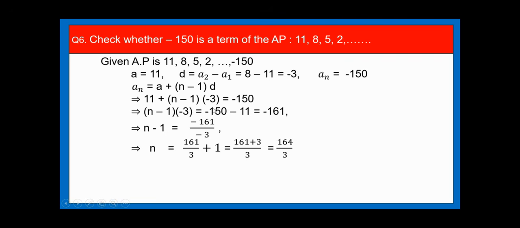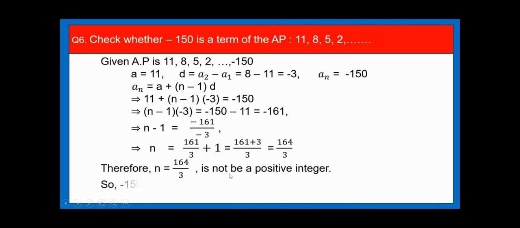n is the number of the term. The number of the term is always either the first term, second term, third term, fourth term, fifth term, or 10th term, or 100th term, or 99th term, or 121st term. Means the number of the term should always be a positive integer. But here we get the number of the term as a fraction. It is not an integer, it is just a fraction. There should not be any fraction or decimal number for the value of n. The number of the term should always be a positive integer. But since 164 by 3 is not a positive integer, minus 150 is not a term in the given arithmetic progression. Is it clear?